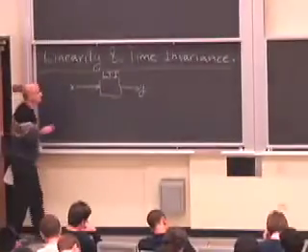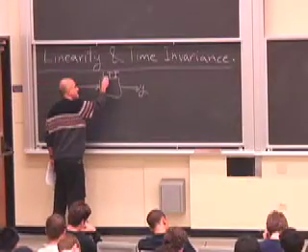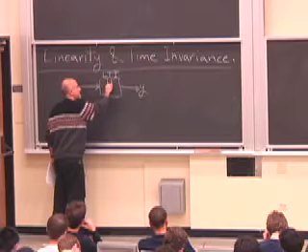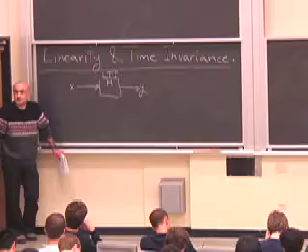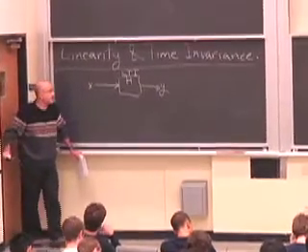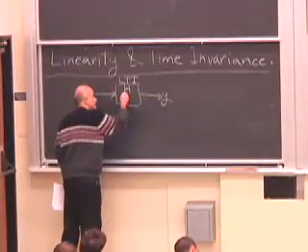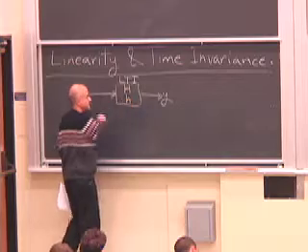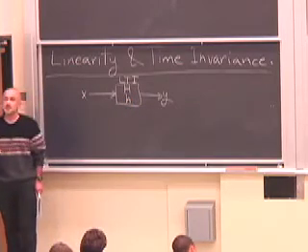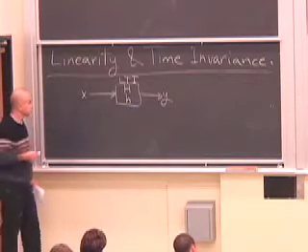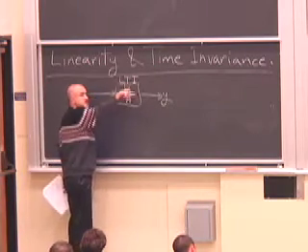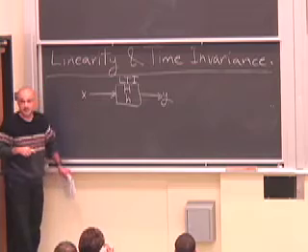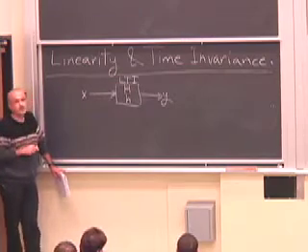It turns out, let me give this system a name. So I usually use a capital letter to designate the name of the system. And soon we'll learn that with a small letter h, I define a function, a discrete time function, that characterizes the system completely. So let's see what I mean by that.